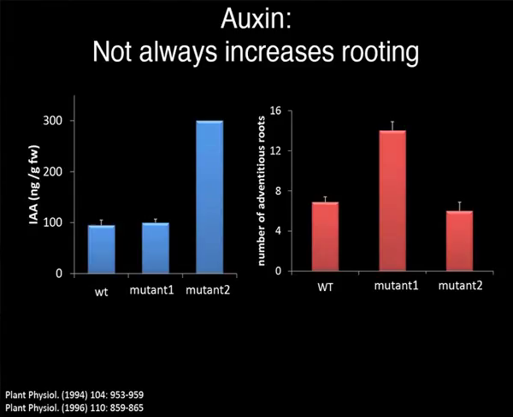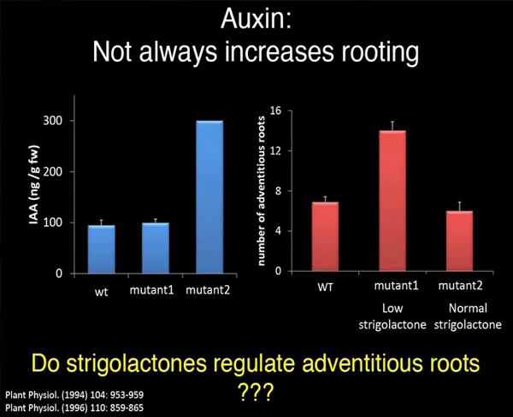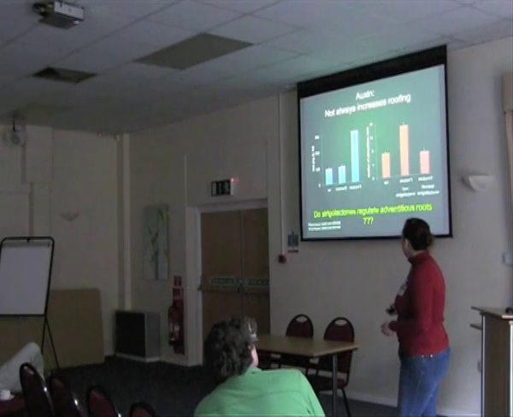And actually what happens here is this mutant here with more adventitious roots has less strigolactones. And I'll tell you a bit more about strigolactones in a minute. And this one has a normal level of strigolactones. So actually then we started to ask the question of, well, is it strigolactones that's regulating adventitious root formation and not the auxin in this particular system?